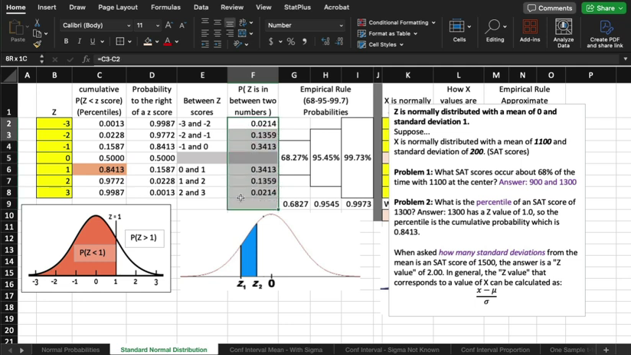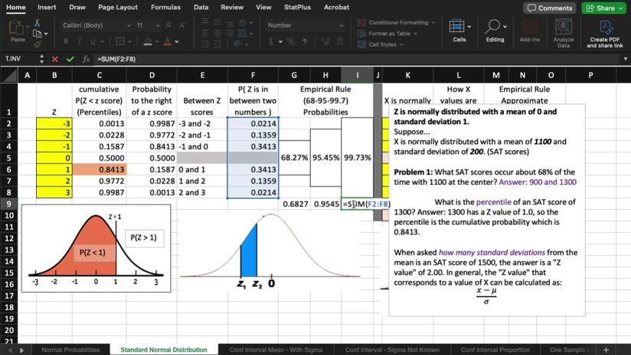When you expand out to three standard deviations, so between -3 and +3, and you add all these numbers up, you actually get close to 100%. You get 99.73% of all of your outcomes within three standard deviations of the mean when you are dealing with a normally distributed random variable. I calculated that by just using the sum formula, equals SUM(F2:F8). So that's the empirical rule.